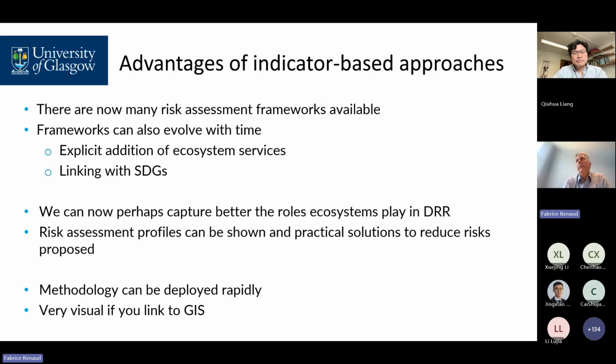And as I said, these frameworks are evolving all the time. I've shown you a few examples, and I think that they will continue to evolve with time, and as we have more and more data that is being generated through, for example, remote sensing and all these kinds of things. So there are many advantages, but we always have to be aware of the limitations also of these approaches.